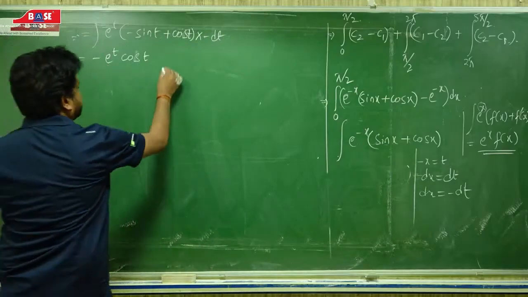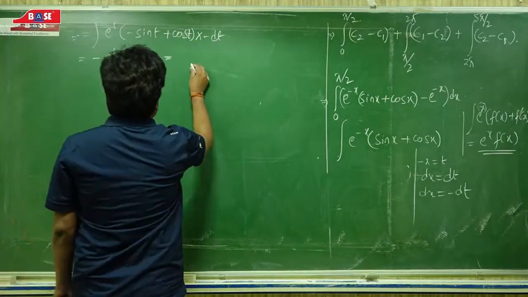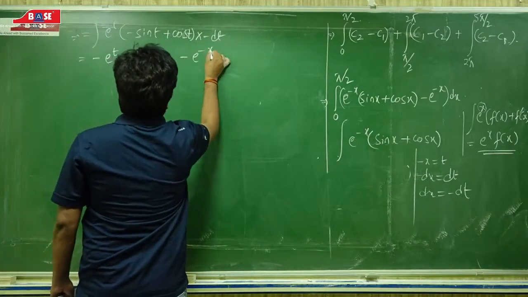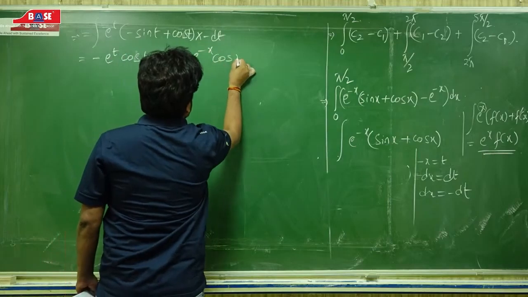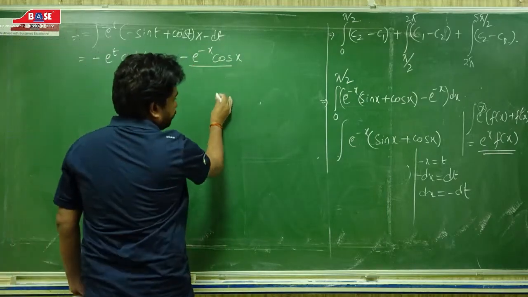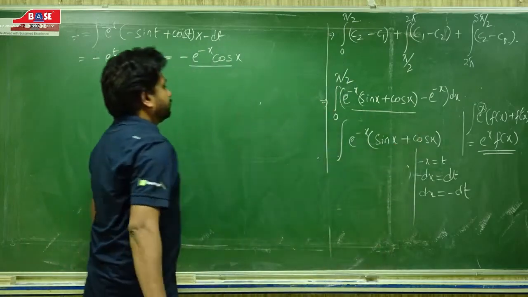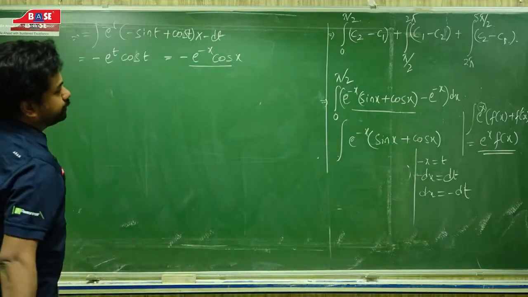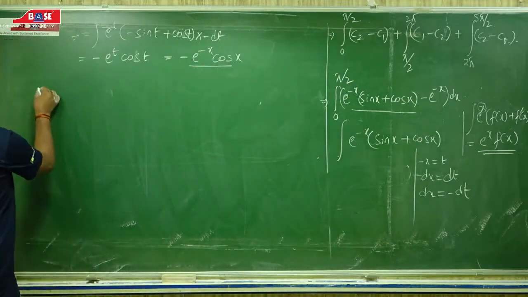Again you can replace t by minus x. What will we get? E power minus x, and cos of minus x will become cos x. Okay, so this is the final integration, I will say, only for this term. So now we can put this integration in the main function directly.